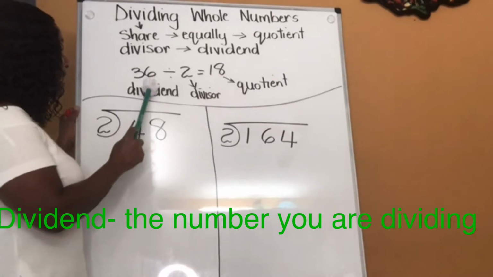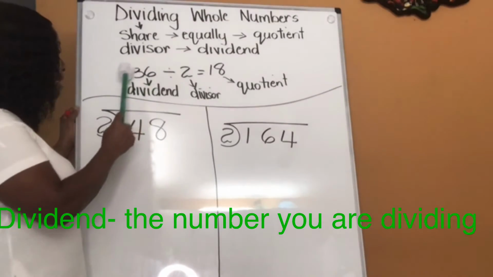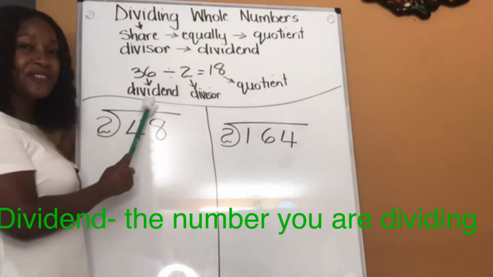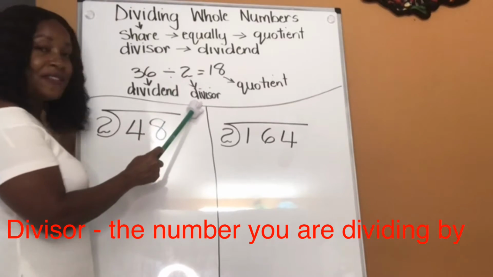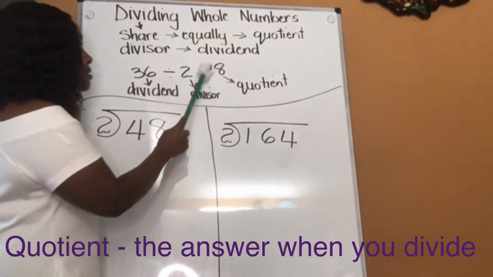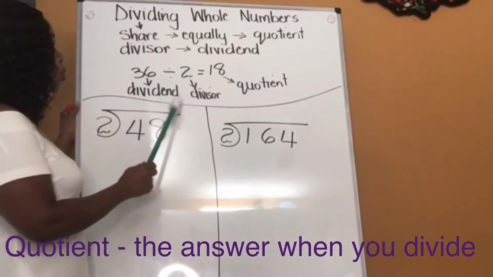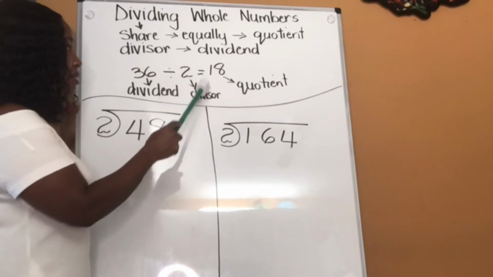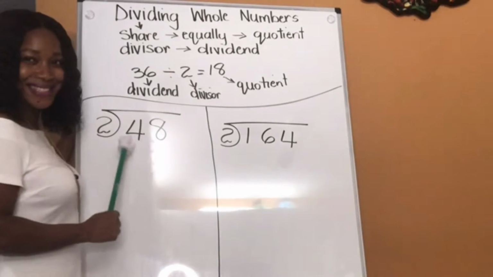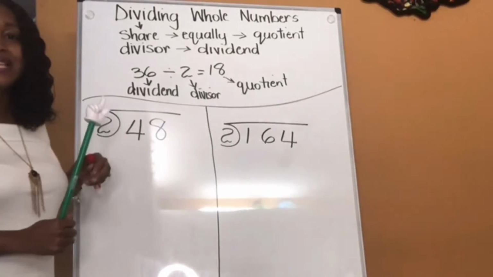The dividend is the number that you're going to divide. So the number you're asked to divide is the dividend. The number you're dividing by is the divisor, and the answer you get when you divide is the quotient. So dividend divided by divisor equals quotient. All right. Now I'm starting with two very easy ones.